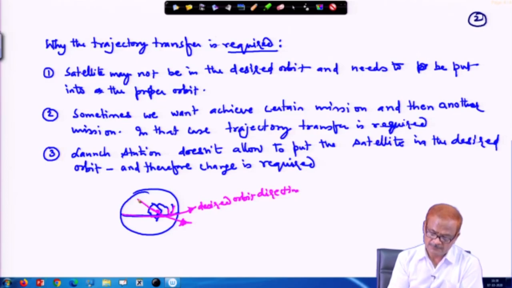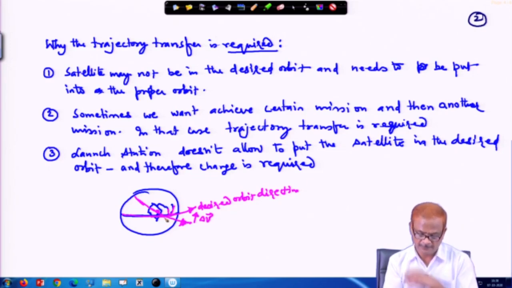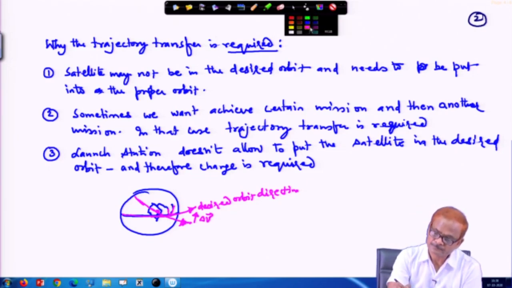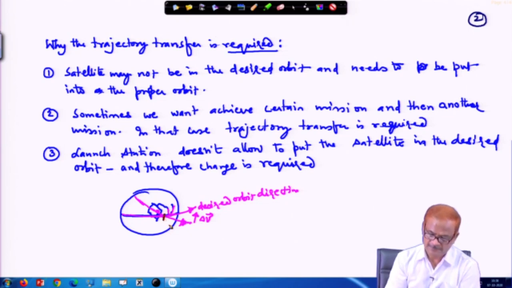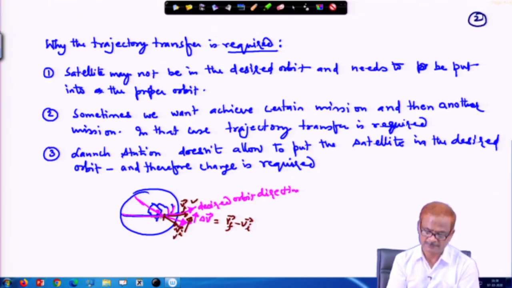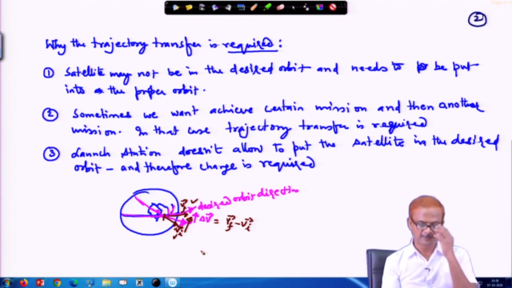And therefore, to bring it from this orbit to this orbit, we require some extra impulse to be given. So, if you give extra impulse here at this point, okay, the initial velocity is given here in this direction, this is Vi and this is Vf. So, delta V equals Vf minus Vi, this is the impulse required. So, if you give an impulse like this here in this direction, this velocity vector will change to this velocity vector, and thereby your satellite orbit will change.